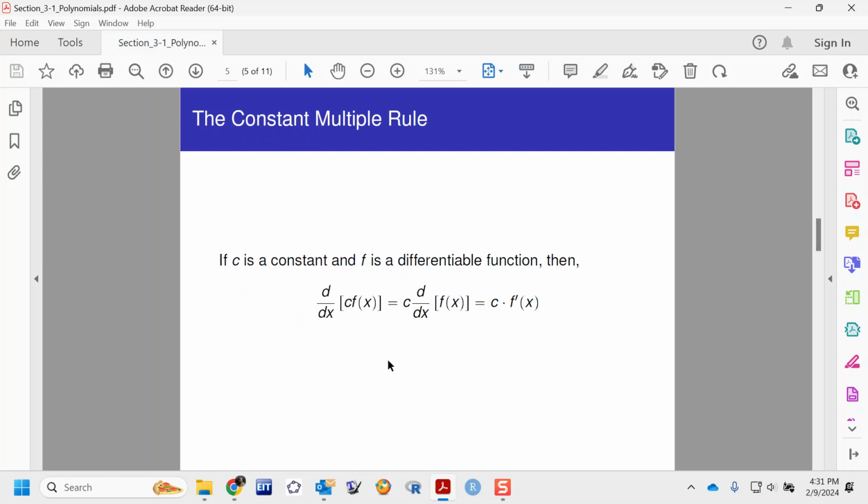Okay, well, what about this? A little bit easier to prove is that if c is a constant and f is a differentiable function, then the derivative of c times f of x is just c times the derivative of f of x. So in other words, constants can come out in front of a differentiation argument. Let's see if we can prove that. I'll switch over here again.